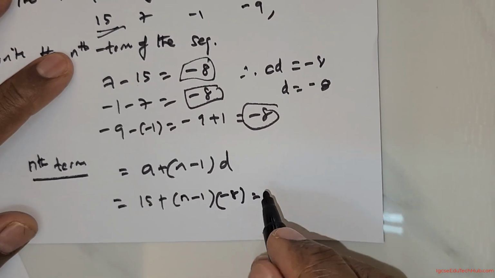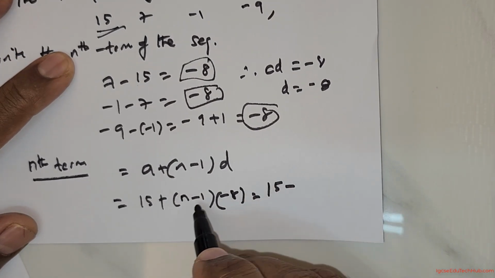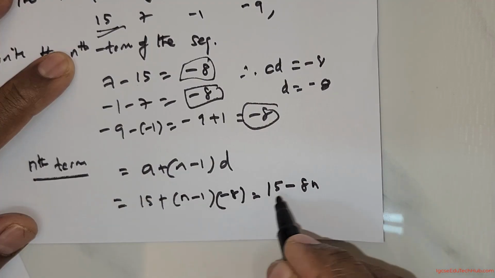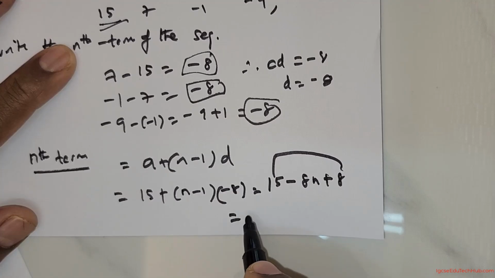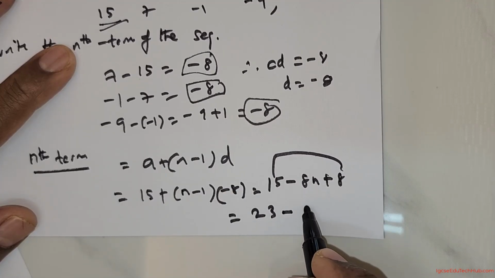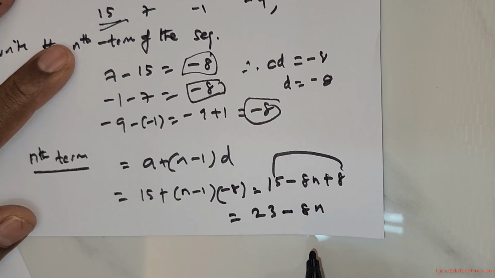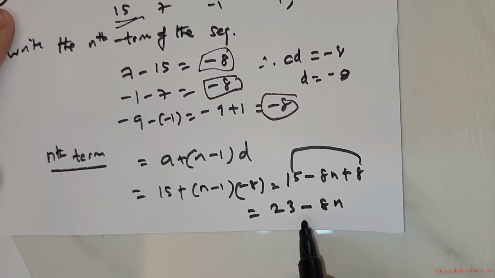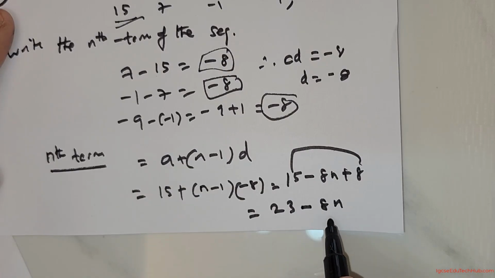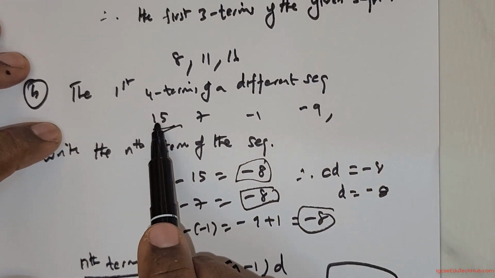Now you rearrange and evaluate. So 15, negative 8 times n, negative negative positive 8. 8 added with 15 will give you 23. So 23 minus 8n. This is the nth term. Now you can easily check this out. When n is equal to 1, you get 23 minus 8. That's 15. That's the first term.